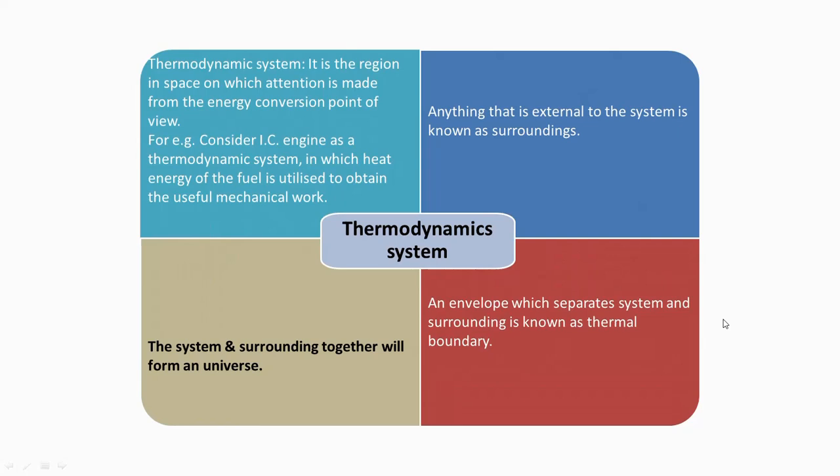Anything that is external to the system is known as the surrounding. For example, steering wheel, wheels, bonnet, all the other parts, they are surroundings. Now there is a boundary, known as the thermal boundary, which separates the system and surrounding. And system and surrounding together form the entire universe, that is the thermodynamic universe.